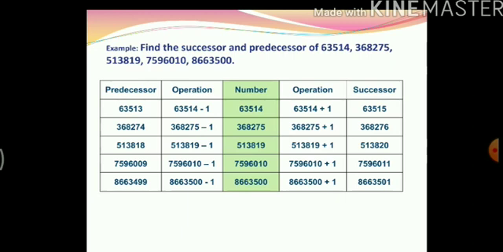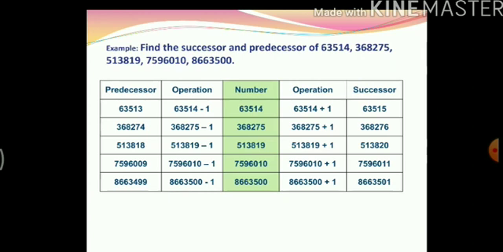The next number is 75,96,010. So the successor is easy, 75,96,011. The predecessor, however, is slightly difficult, 75,96,009. Students often face problems in this type of questions where they have to write the successor or predecessor of this kind of a number. When the 10 changes to 9, we often get confused as to how many zeros we should add. Therefore, when you are doing the subtraction, you have to be careful that you are doing it properly so that you get the correct answer.